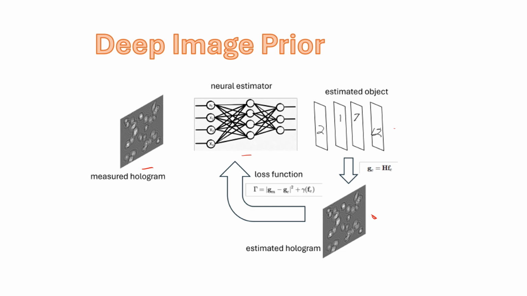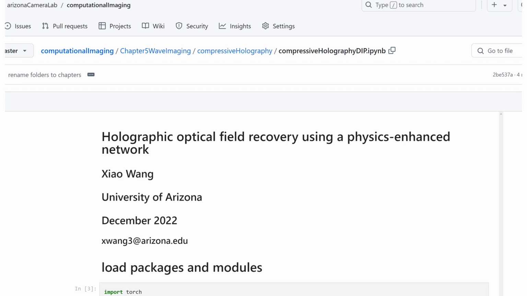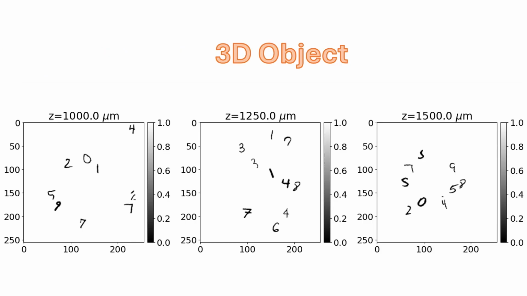This approach is implemented in a Python notebook that is provided on the GitHub site with this set of lectures. Here's an example of a notebook written by Xiao Wang in my group at the University of Arizona to implement this deep image prior. In this case, we use the MNIST digits as objects distributed over a simulated three-dimensional volume, and then we try to implement this holographic reconstruction.